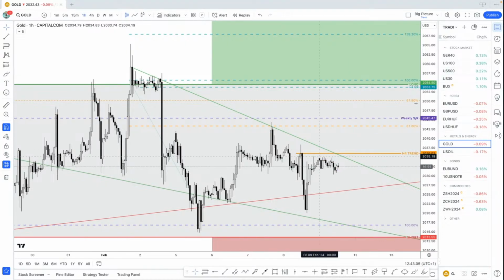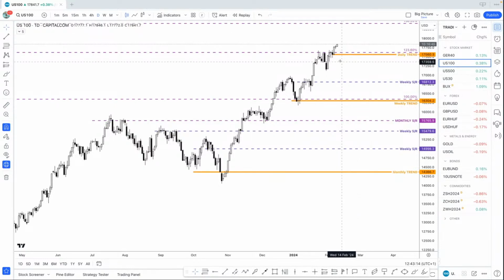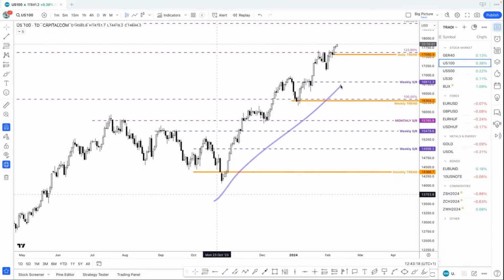I just say that for me, it's not the area I want to trade. Okay, so let's go back to the NASDAQ and go back to the daily. We have a huge impulse.